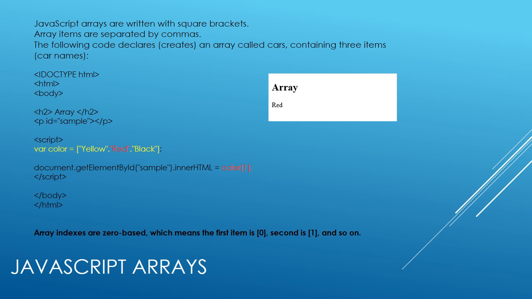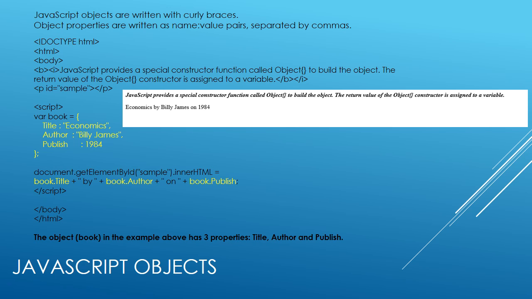JavaScript objects are written with curly braces. Object properties are written as name-value pairs, separated by commas. The object book in the example above has 3 properties: title, author, and publish.